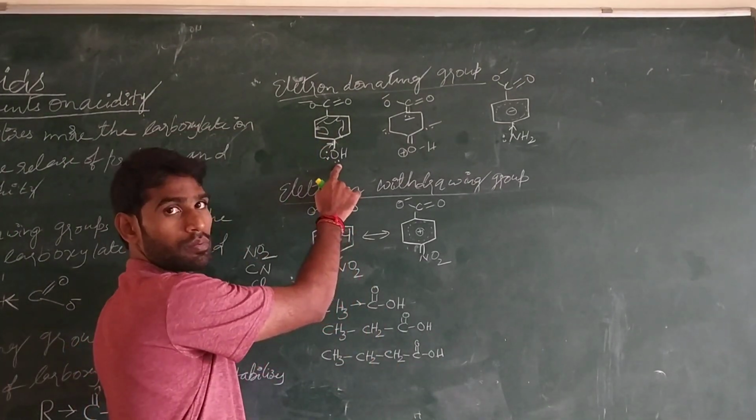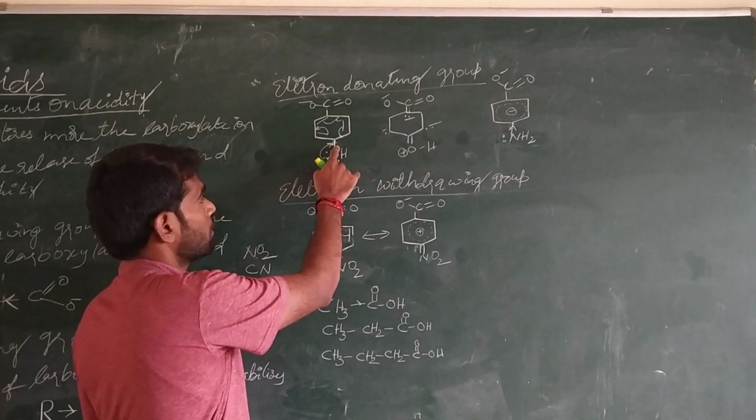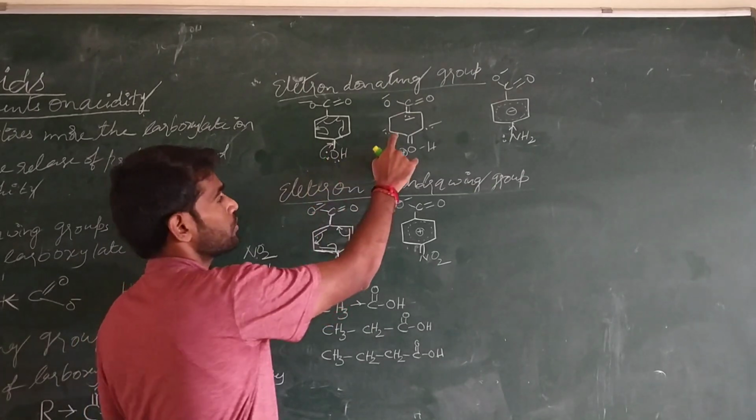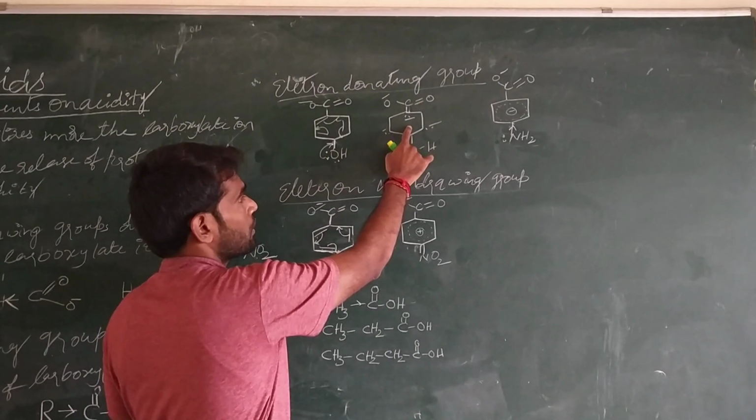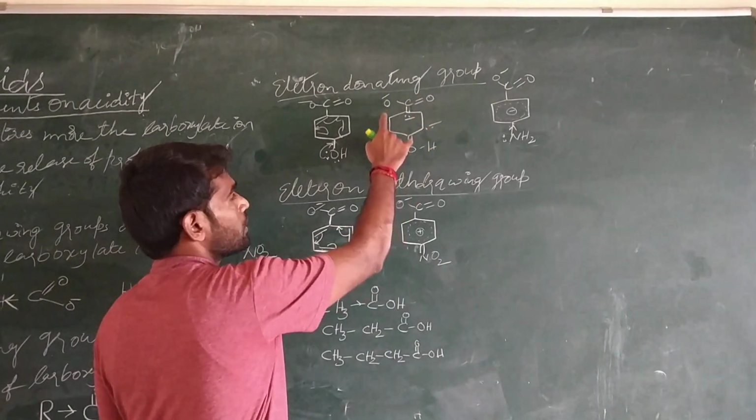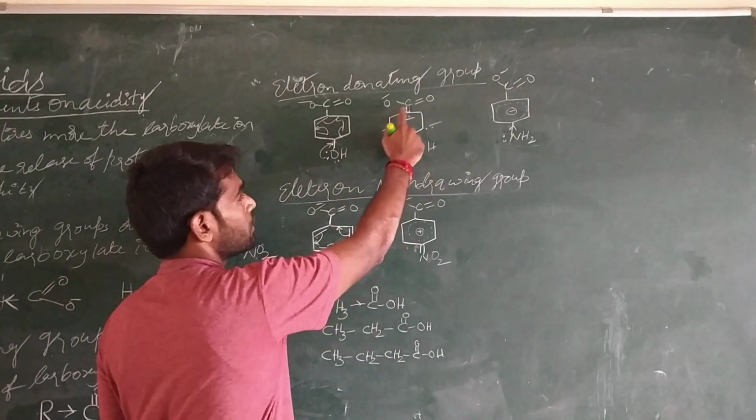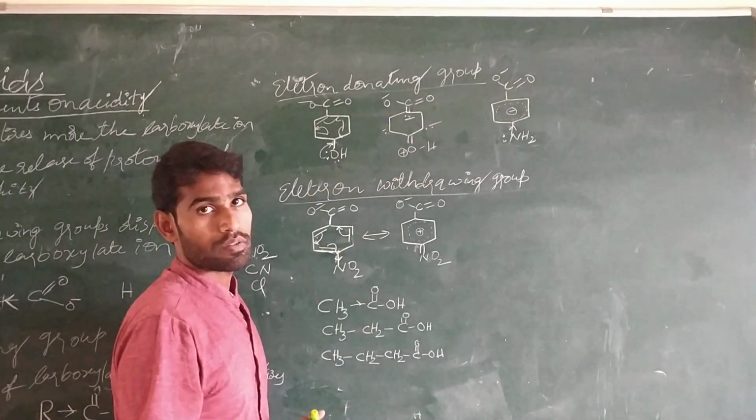Electron donating groups, they are releasing electrons, and due to these extra electrons, the negative charge is intensified. They are increasing the negative charge, and due to this, they are not facilitating the release of proton, and they are decreasing the acidity.